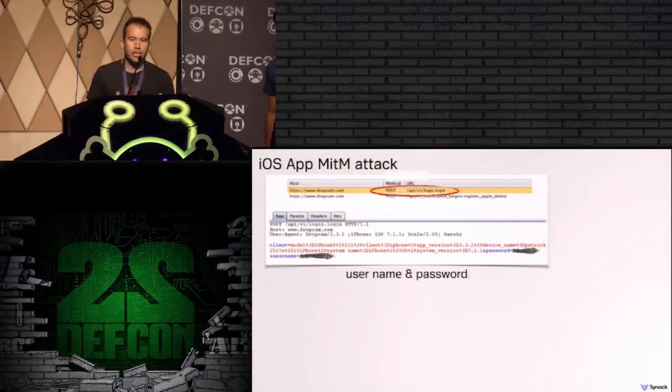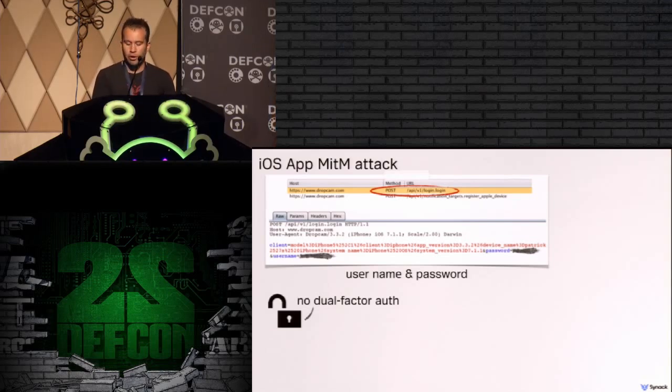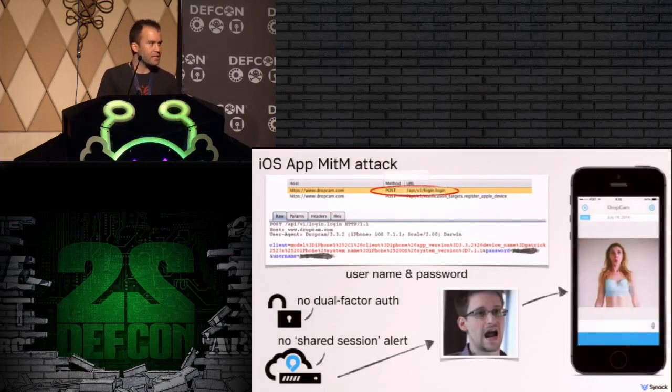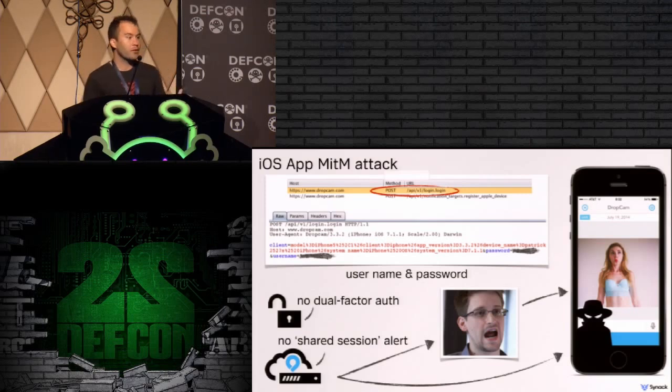So here we have a Burp capture showing a man-in-the-middle attack in action, actually against my own phone, which is non-jailbroken. It reveals a username and password for a DropCam account. Now, since DropCam does not use dual-factor authentication or any shared or duplicate session alerts, an attacker with these credentials can persistently and surreptitiously spy on the user at any time. Now, this is really good for the bad guys, not good for the rest of us.